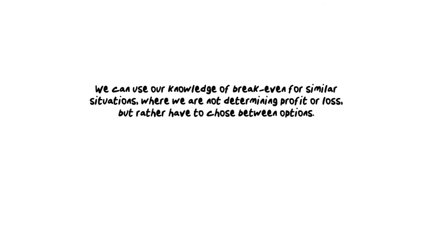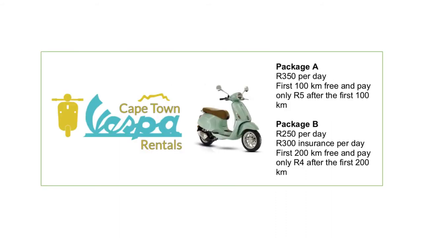We can also use our knowledge of break-even for similar situations where we are not determining a profit or a loss, but rather choosing between options. This could be the best car rental or the best cell phone contract. So let's have a look at an example. If you would like to rent a Vespa to go for a little drive around Sea Point or Hout Bay or that area, you can do this from Cape Town Vespa Rentals. They have 2 packages. On package A, it is 350 Rand a day. You get the first 100 kilometers free, and then after that, it is 5 Rand per kilometer.